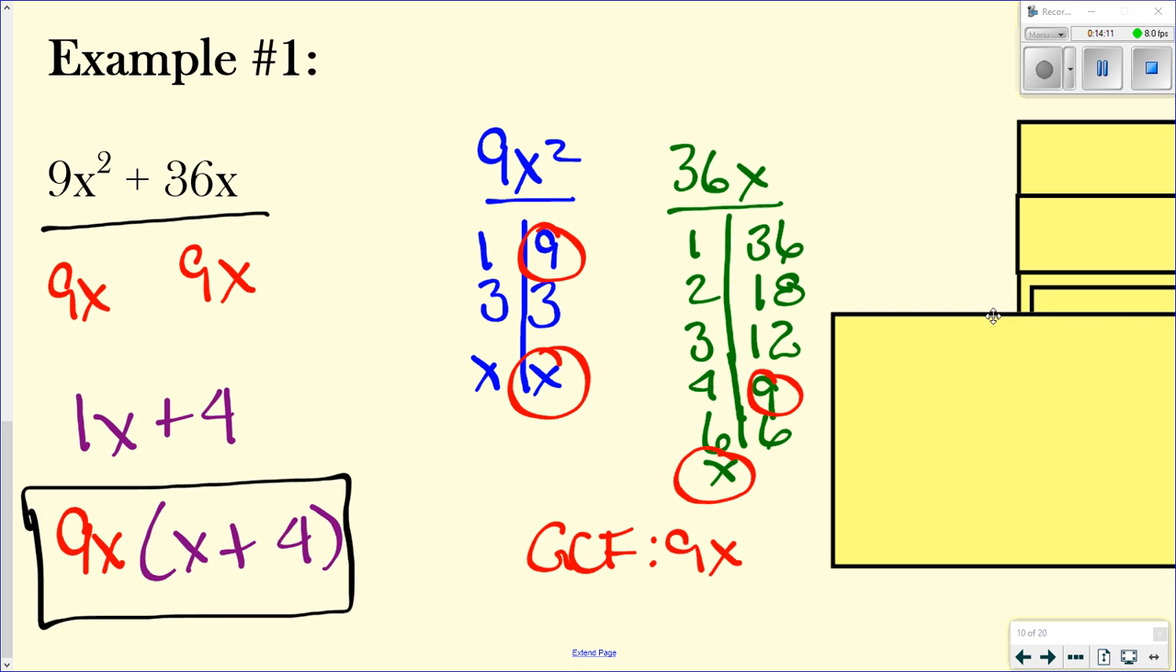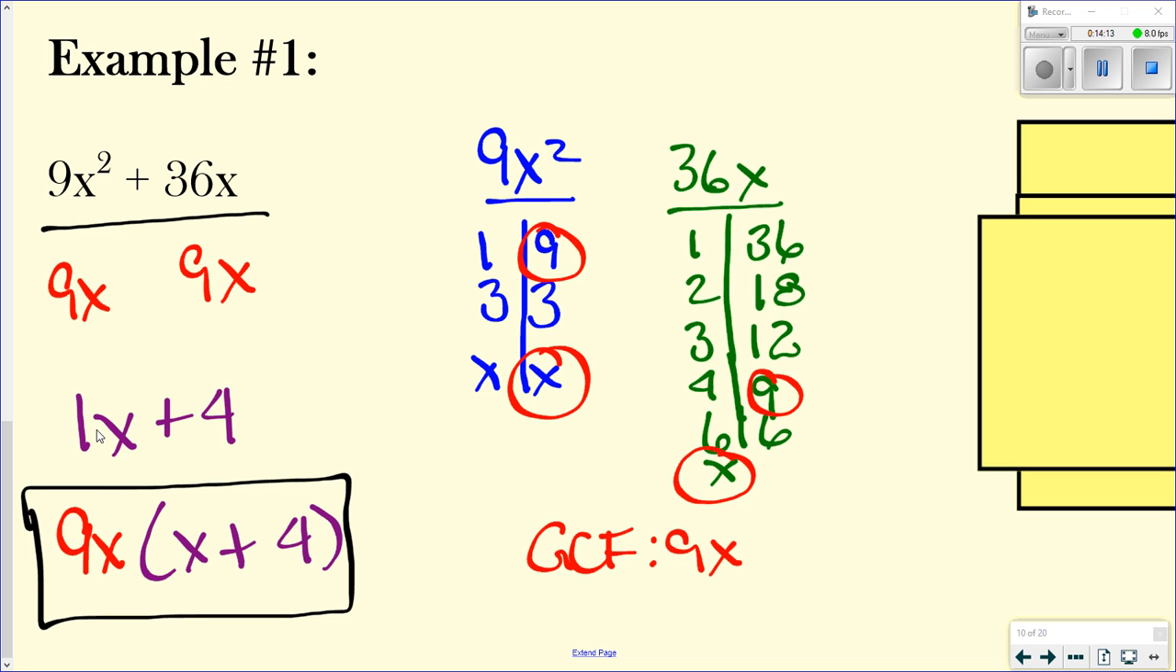So now, this is what you were left with. That's one of the factors, but the GCF that you used to divide to get to this, you have to bring it down and then bring down the leftover in the parentheses. So it's 9x times x plus 4. If you were to distribute this, 9x times x gives you 9x squared, and 9x times 4 gives you 36x.